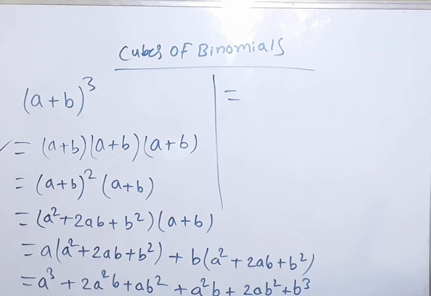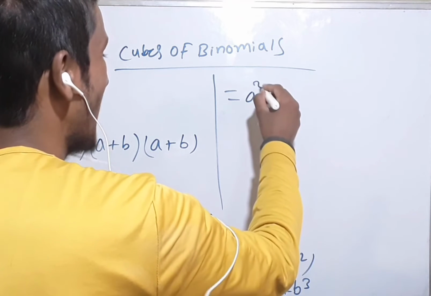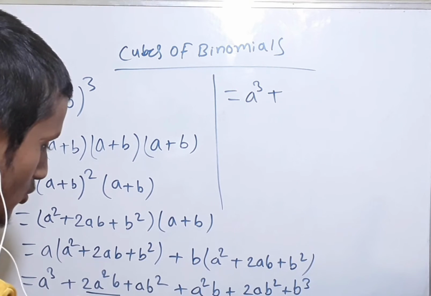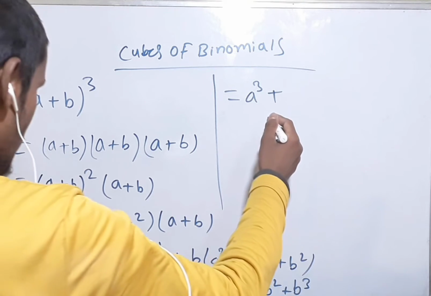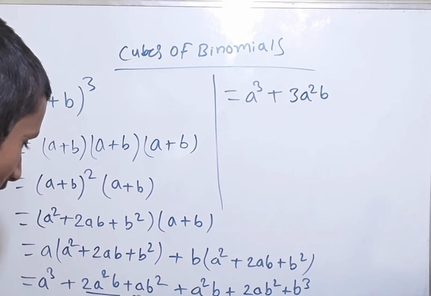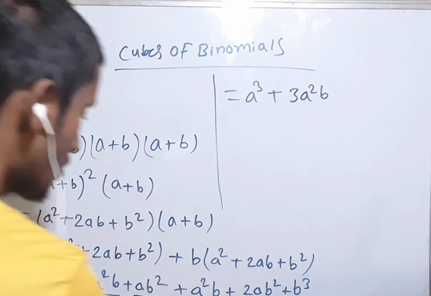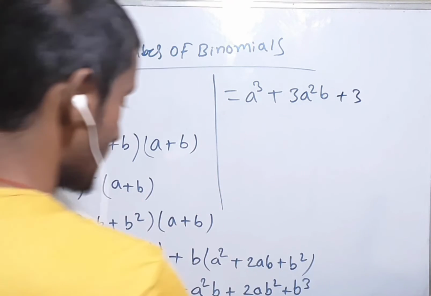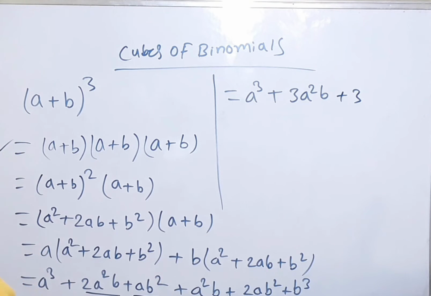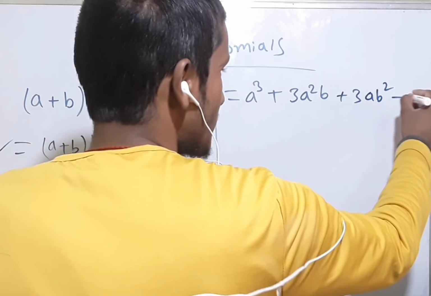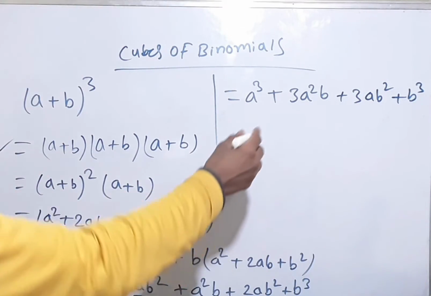Simplify this expression. I have a cubed, and I don't have any other a cubed, so a cubed stays as it is. Then plus a squared b and this a squared b: these two are like terms, so we can add them up. This will be 3a squared b. Now we have ab squared here and ab squared here. These two are like terms, meaning addition can be performed. This will be 3ab squared, because this is 2ab squared and this is just ab squared. And then b cubed, whatever is left there. So this is our final result.